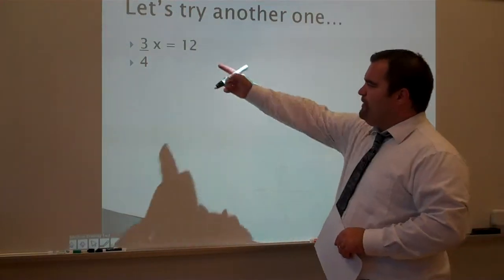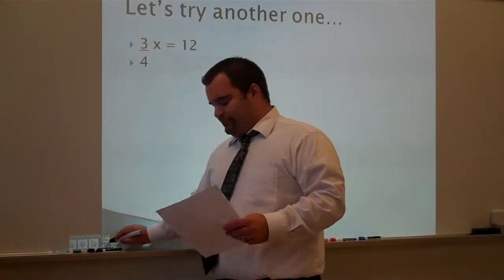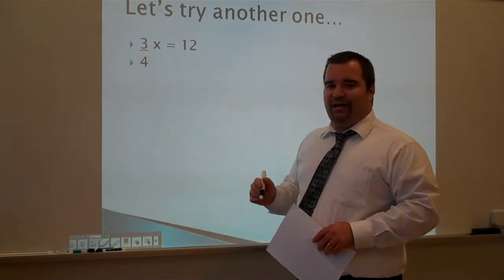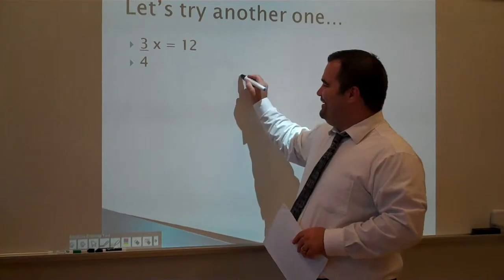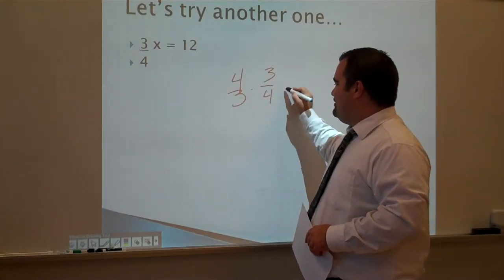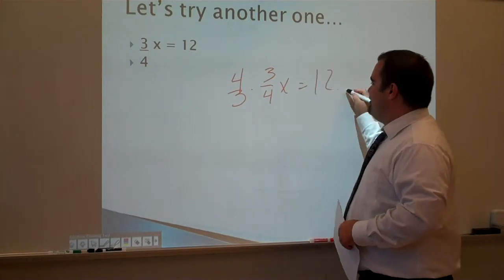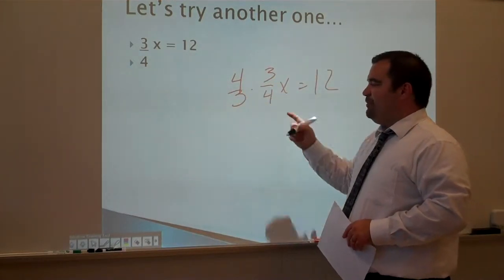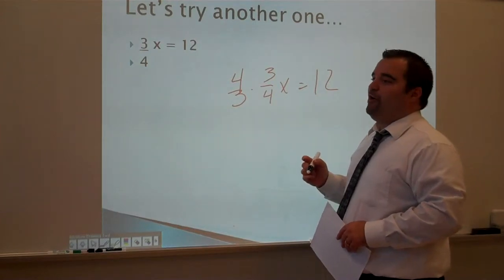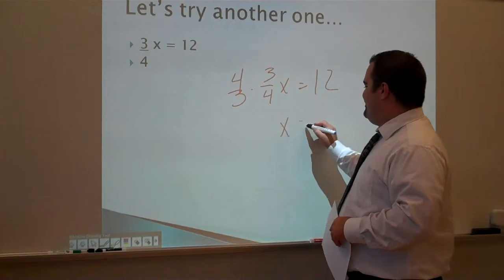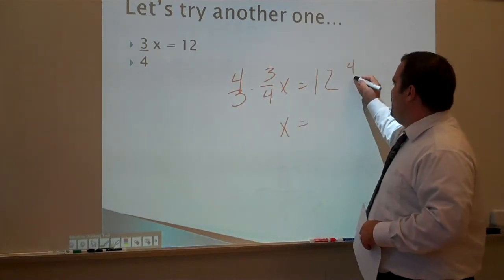Let's try another one. 3/4 x equals 12. I'm going to multiply 3/4 x by the reciprocal 4/3. Because 4 times 3 is 12, and 3 times 4 is 12, and 12 over 12 is 1. 12 times 4 over 3.